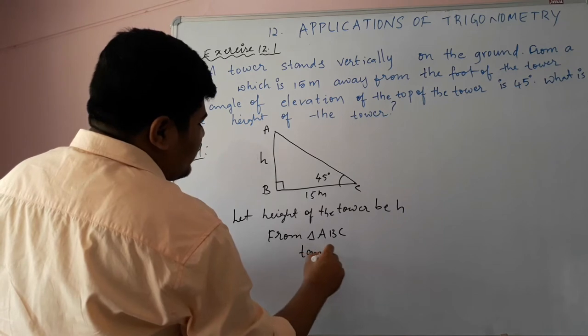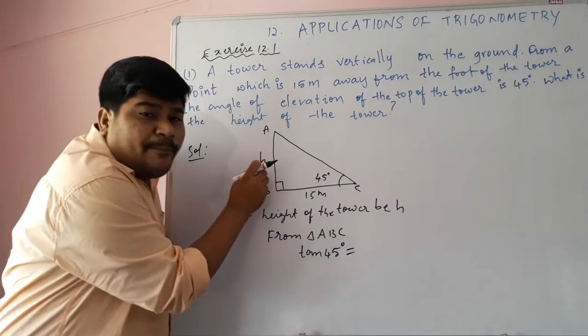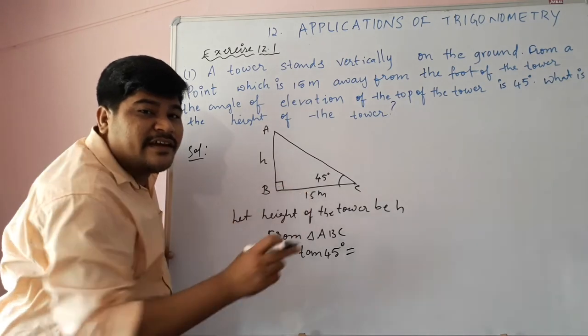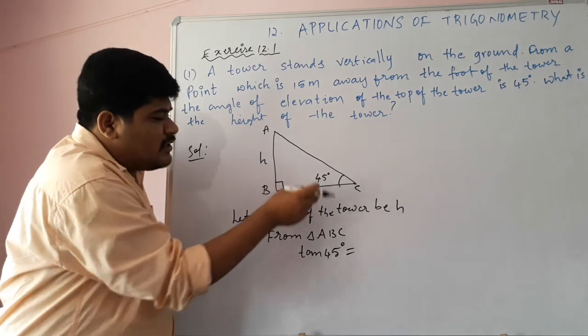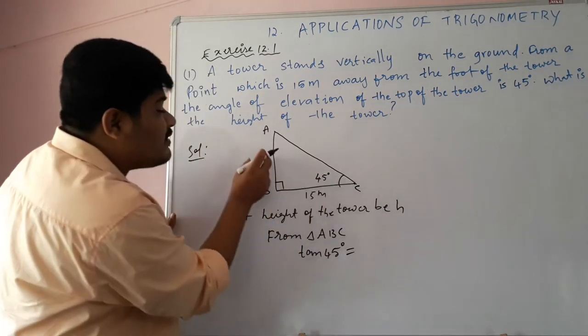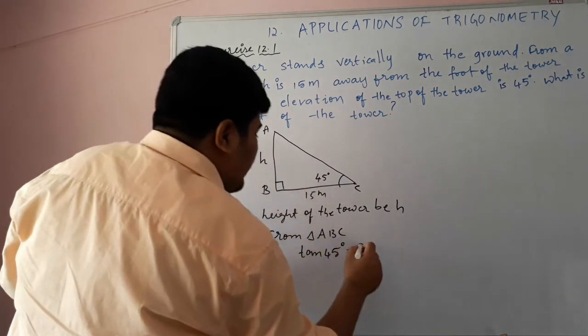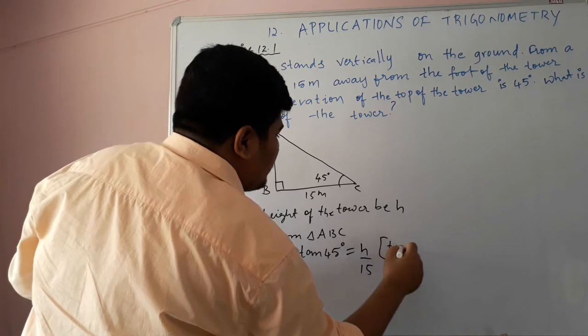Tan 45 degrees is equal to opposite side by adjacent side. We learned it in trigonometry: tan theta is equal to opposite side by adjacent side. So I can write tan 45 degrees as h by 15. For your convenience, I am writing here tan theta is equal to opposite side to theta by adjacent side.